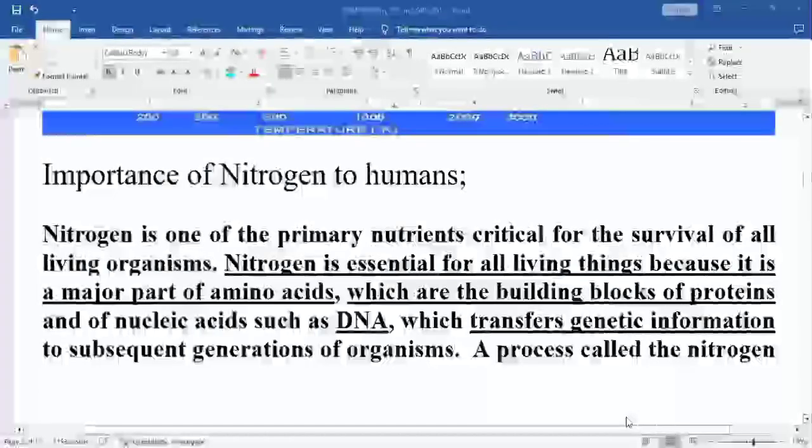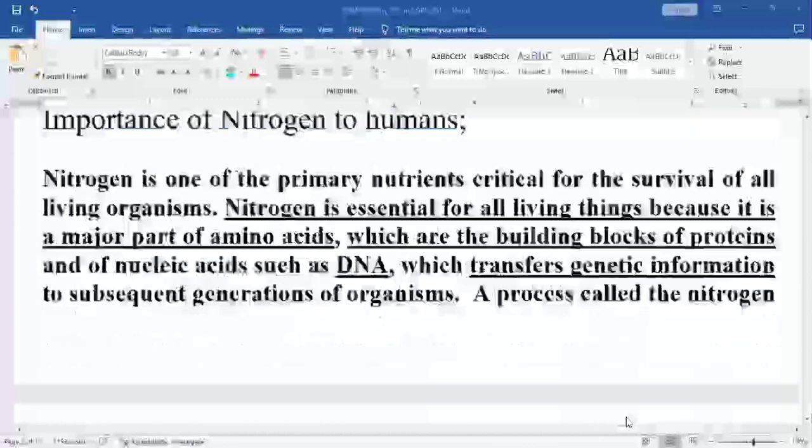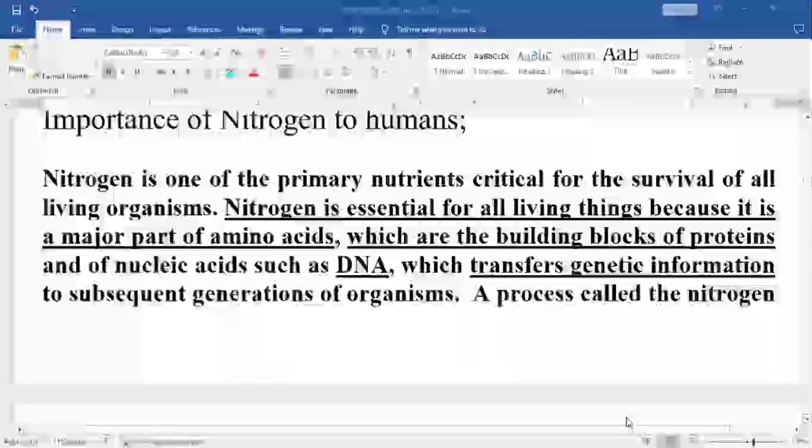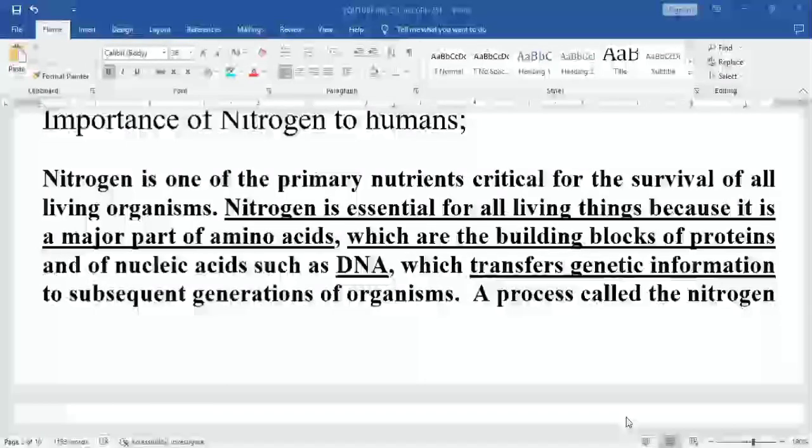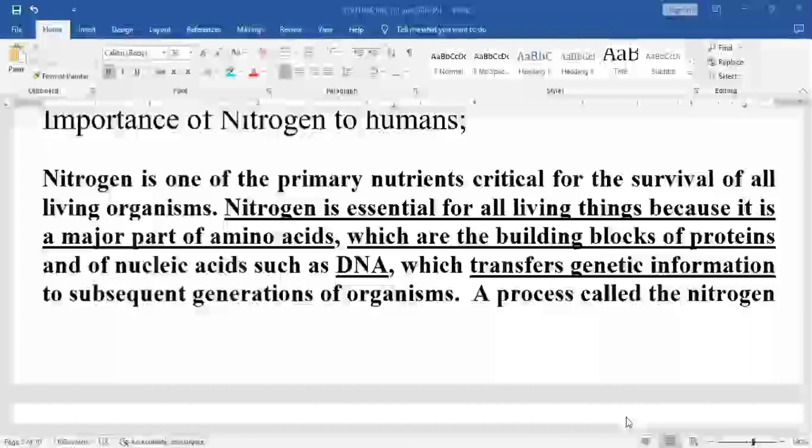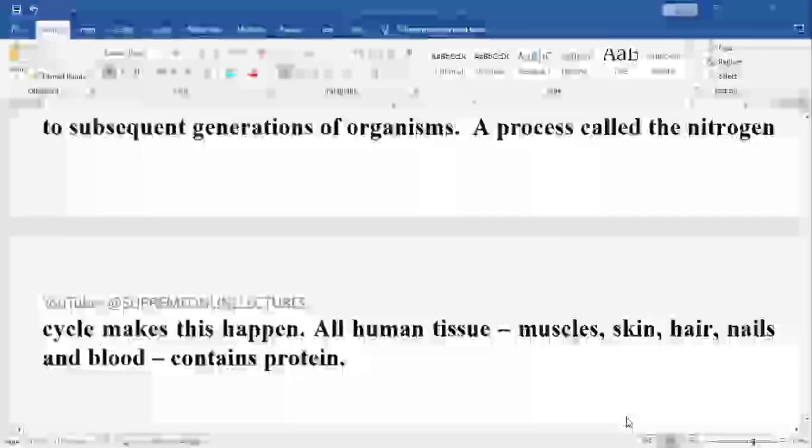Nitrogen, as I said earlier, occupies about 78% by volume. It is also essential to all living things because it plays a major part of the amino acid, which is the building block of protein, and of nucleic acid, such as DNA, which transfers genetic information to subsequent generations.